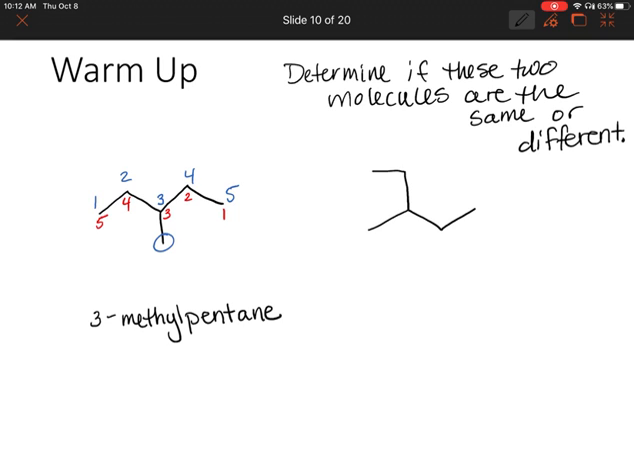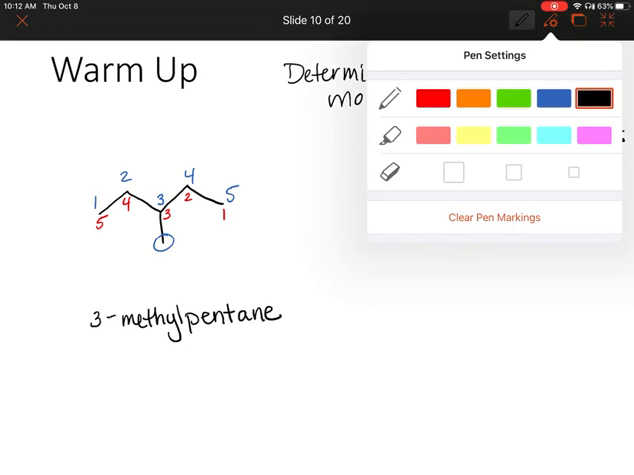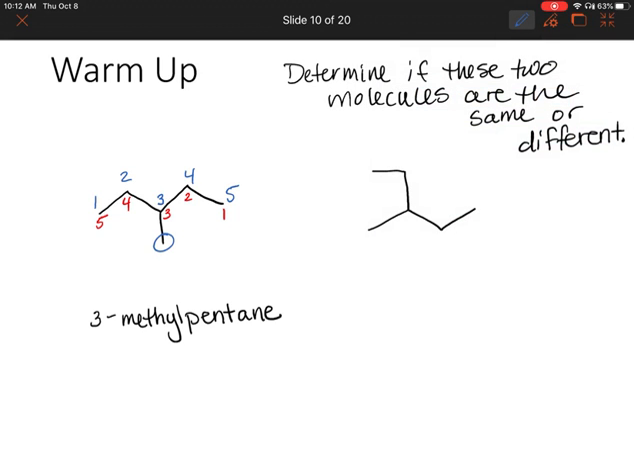Okay, so let's do the same thing for the second molecule. Let's number the longest carbon chain. So we have, let's see, I'll start from the right. 1, 2, 3. And if I go down, I have only 4 carbons. But if I go up, I have 5. Okay, so I have 5 carbons.